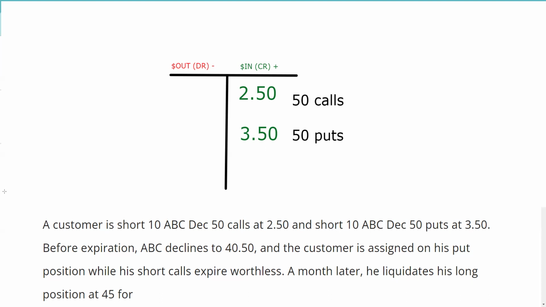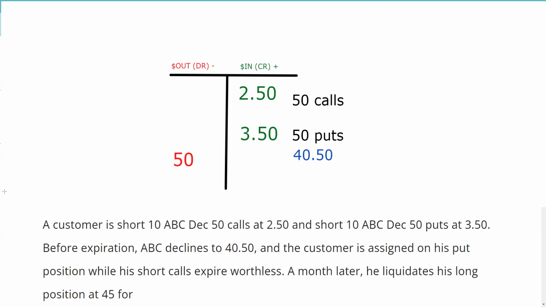Before expiration, ABC declines to 40.5, and the customer is assigned on his put. So if I'm short a put and I get assigned, that means I'm going to have to buy the stock at the strike price. If I didn't want to have to buy the stock at the strike price, I shouldn't have collected the 3.5 points. So that means I'm paying 50 for the stock. By the way, below 50, it's irrelevant whether that's 40, 50 or not. The point is anywhere below 50, it has intrinsic value. And at expiration, I'm going to be exercised.